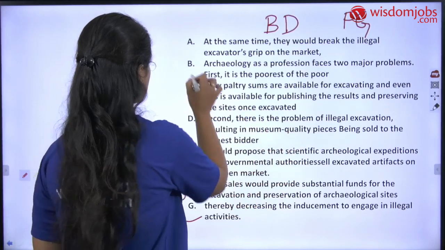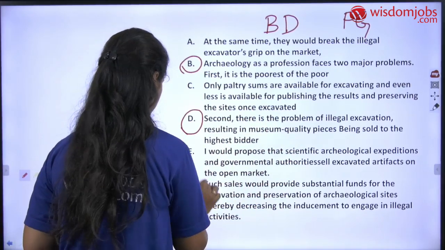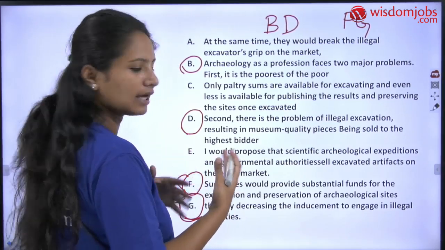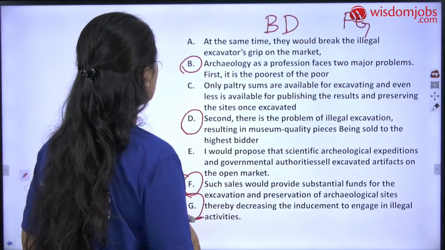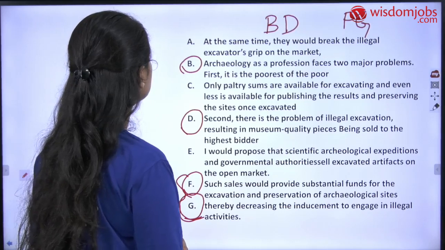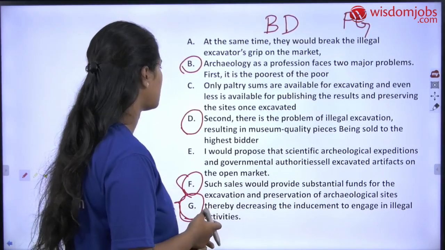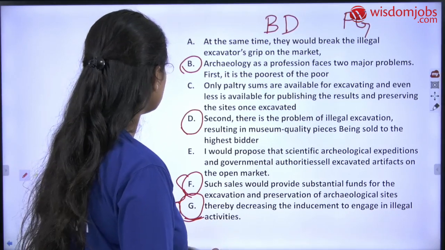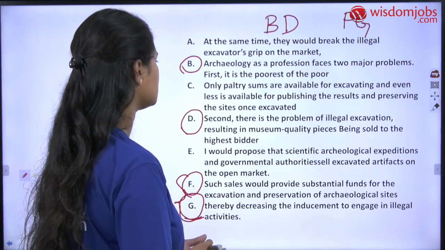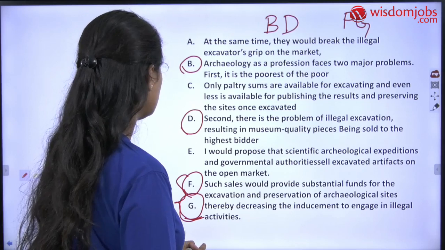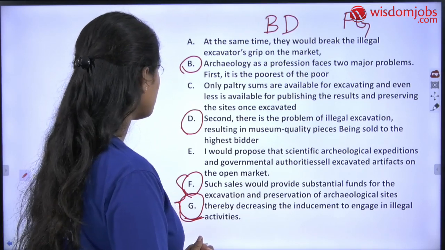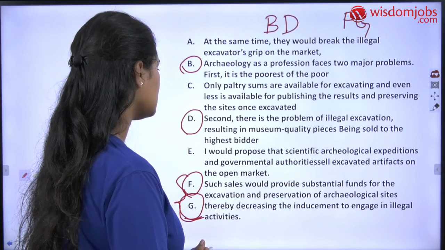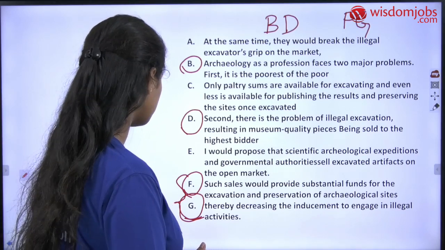So what all sentences are done? B is done, D is done, F is done and G is done. Now try to find out A, C and E and we can arrange them in a proper order. At the same time, they would break the illegal excavators' grip on the market. Only paltry sums are available for excavating and even less is available for publishing the results and preserving the sites once excavated. I would propose that scientific archaeological expeditions and government authorities sell excavated artifacts on the open market.